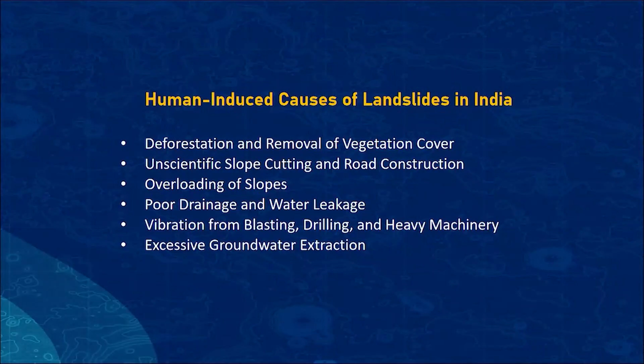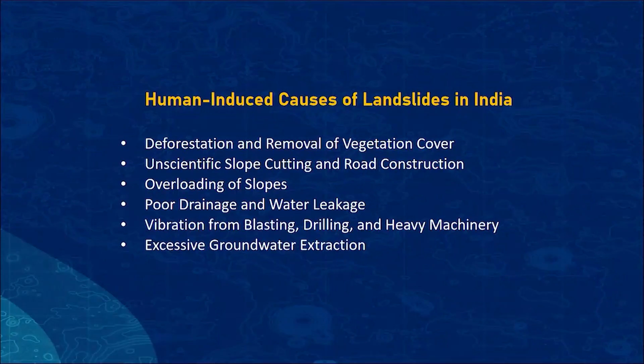Human induced causes. Deforestation and removal of vegetation cover. Cutting trees and clearing slopes removes root reinforcement and reduces evapotranspiration, increasing surface runoff and soil erosion. Unscientific slope cutting and road construction. Road widening, hill cutting, and tunnel construction remove toe support, create steep artificial slopes, and expose weak layers.